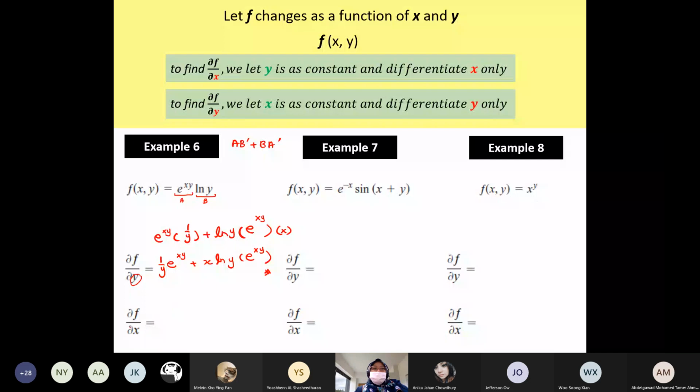Alright. So now, can you continue with differentiating df over dx? Can or not? Try to.